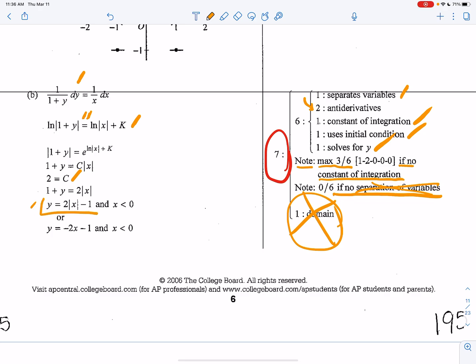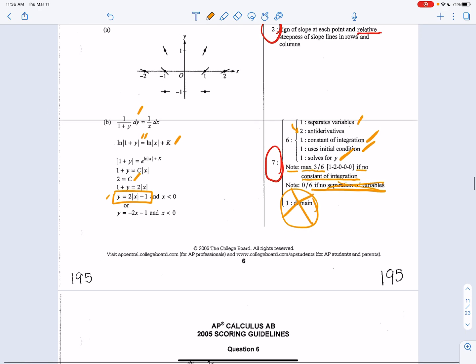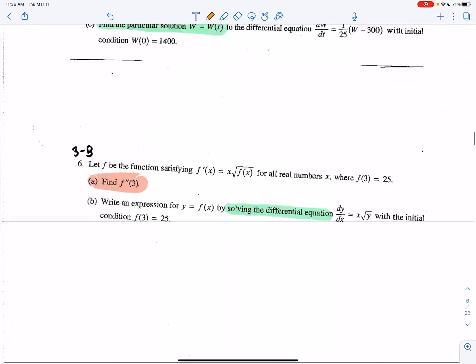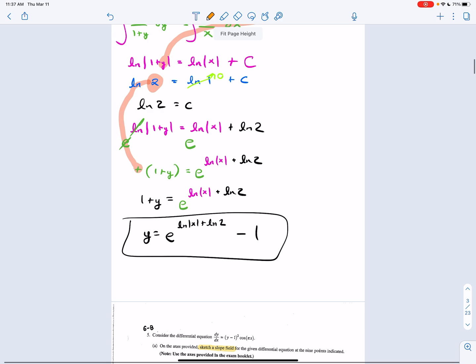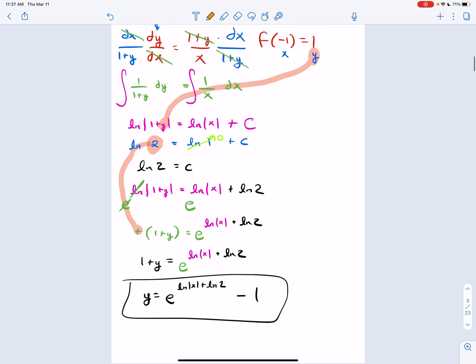Notice how the answer looks nothing like mine. And this is where the strategy comes in. Our answer definitely does not look like what we have in the scoring guidelines. And long story short, it doesn't matter. Let me give you an example.